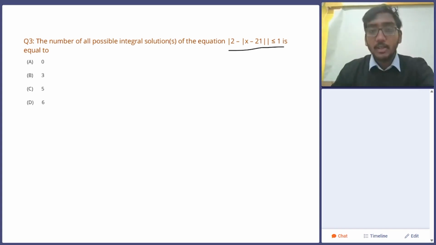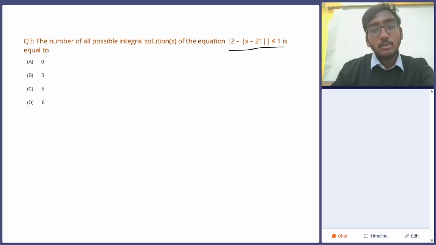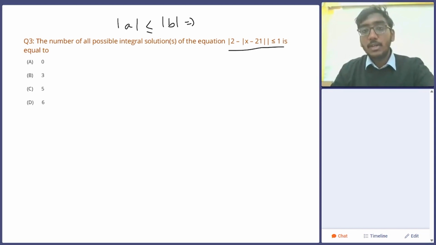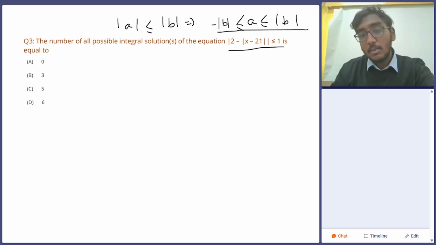in the same side. In the LHS, if you see, 2 mod signs are there. Externally there is one modulus sign and inside that there is another modulus sign. So the outermost mod sign we can eliminate. For that, the idea we will use is, if mod A is less than or equal to mod B, then we will say that A will always lie between plus mod B and negative mod B.